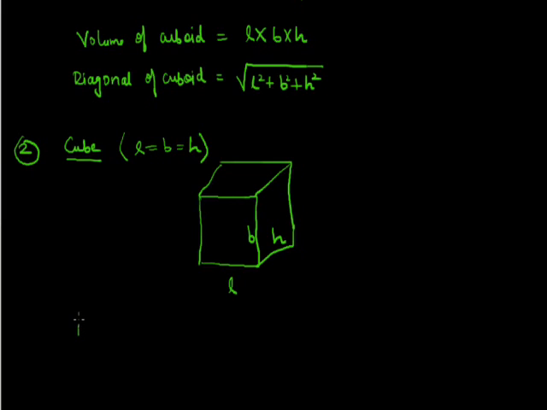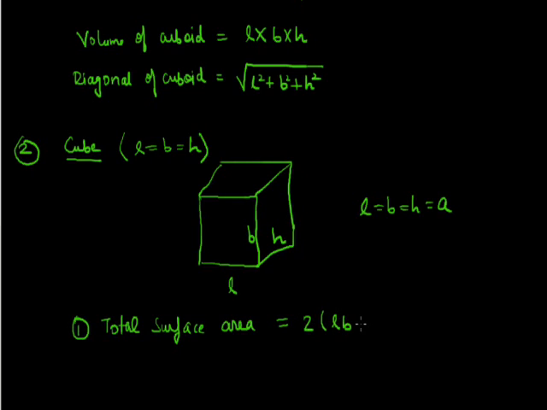Now the first thing we will see is the total surface area of the cube. As we know that length, breadth and height are equal, we will consider them as A, the side of the cube. So A is the side of the cube, and as we know the surface area of the cuboid is twice of L into B plus B into H plus length into H.